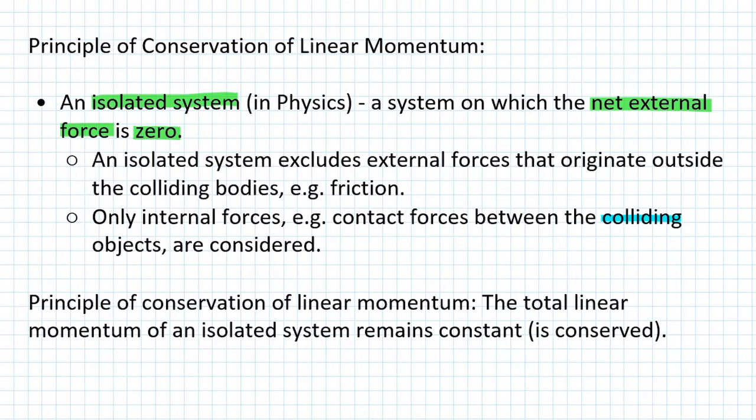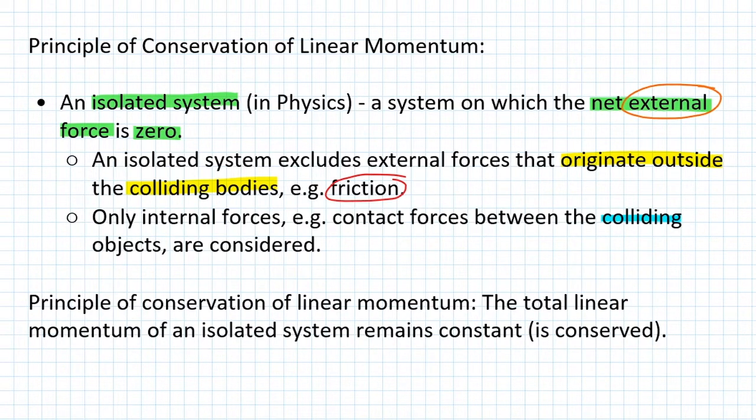So that means that there must be forces, and yes, grade 12s, there are forces that are going to be acting in the system, but the net external forces need to be zero. So we say an isolated system excludes external forces. These are forces that originate outside of the colliding bodies. So for example, friction is considered to be an external force.